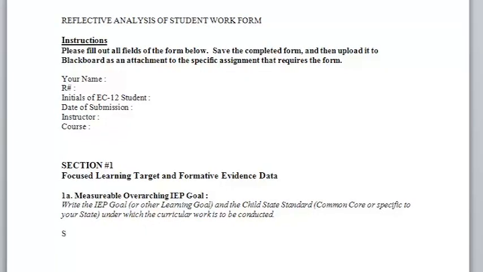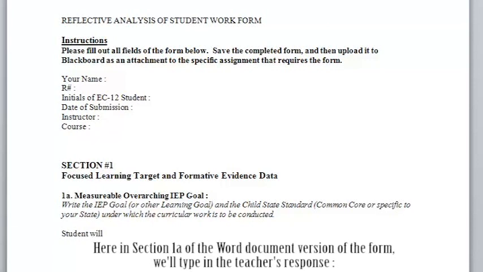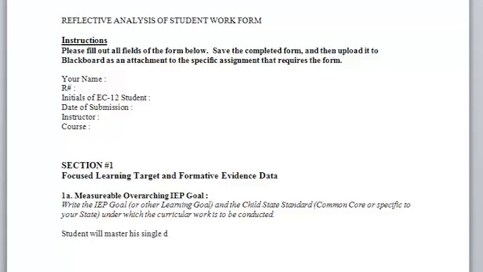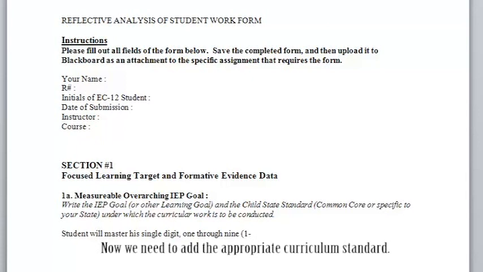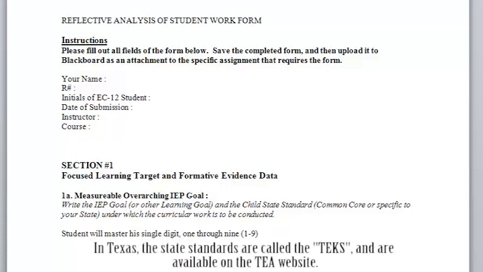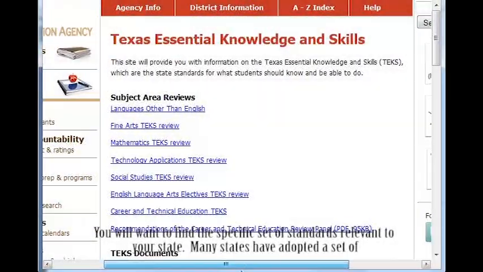Okay. Here in section 1A of the Word document version of the form, we'll type in the teacher's response. The student will master single-digit 1 through 9 multiplication facts. Now we need to add the appropriate curriculum standard. In Texas, the state standards are called the TEKS and are available on the TEA website. You'll want to find the specific set of standards relevant to your state.